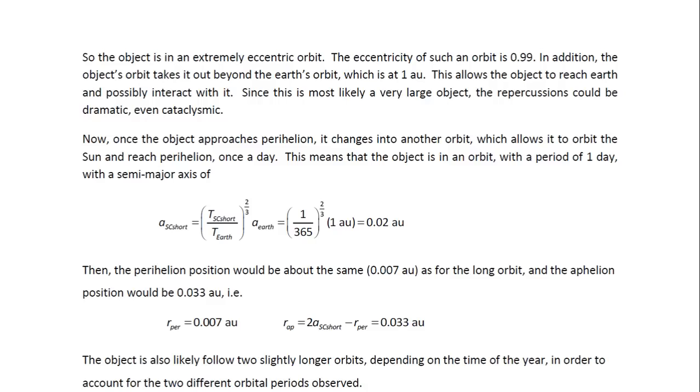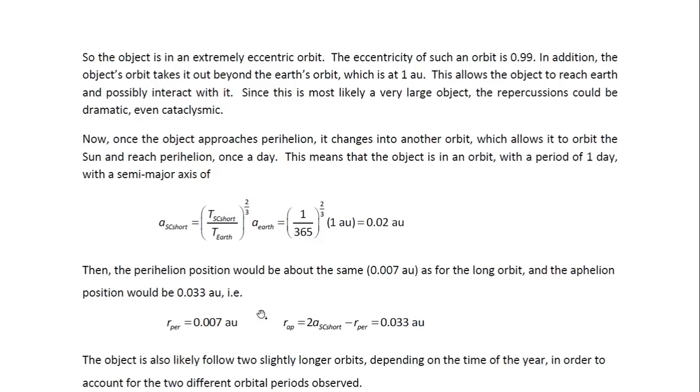In addition, the object's orbit takes it out beyond the Earth's orbit, which is at 1 AU. This allows the object to reach Earth and possibly interact with it. Since this is most likely a very large object, the repercussions could be dramatic, even cataclysmic.